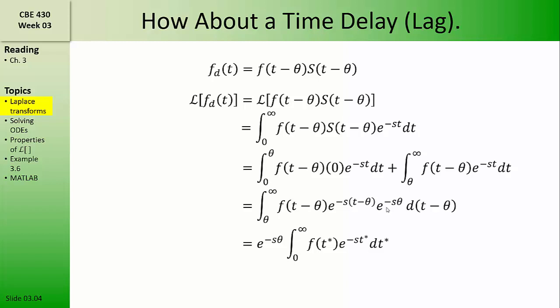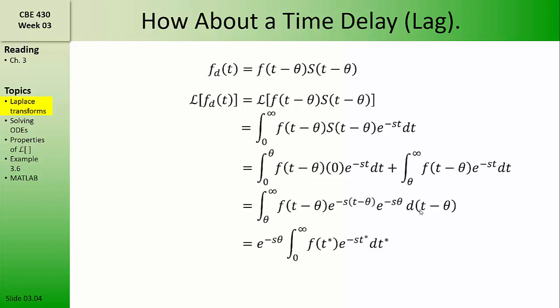Now, because theta is a constant, we can do two things. E to the minus s theta can be factored out of the integral. Remember, we're integrating with respect to t here, not with respect to s. Second, since theta is a constant, dt and d(t minus theta) are the same. A differential change in t is equal to a differential change in t minus theta.